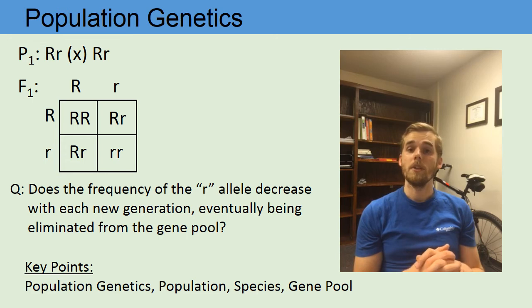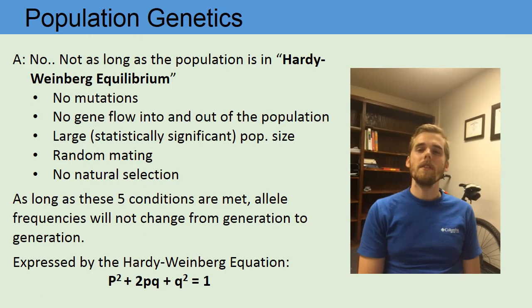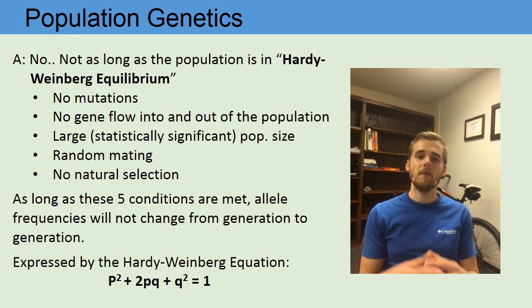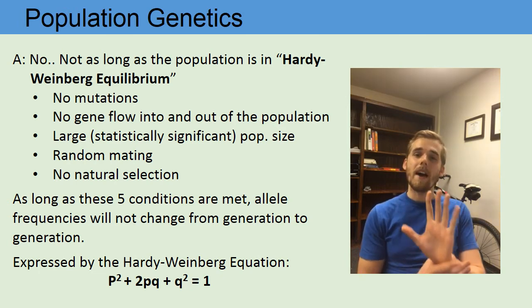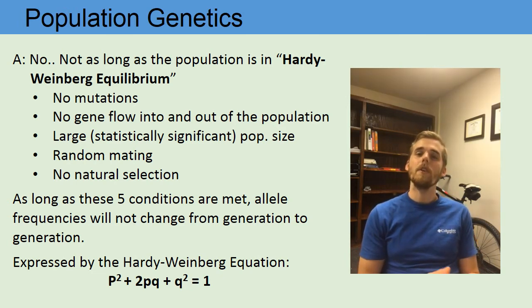So in the next slide, we're going to talk a little bit more about the Hardy-Weinberg principle and applications of the Hardy-Weinberg equation. So the answer to the question that I asked on the last slide, do allele frequencies change from generation to generation within a population? The answer to that question is no. As long as 5 conditions are met, allele frequencies do not change from generation to generation. And this was first described by Hardy-Weinberg and is known as the Hardy-Weinberg equilibrium principle.